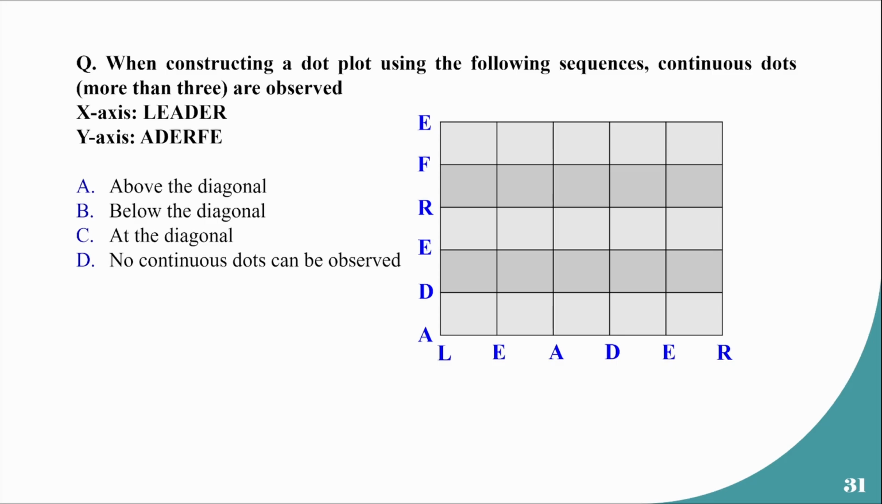So let's say in this sort of grid, you are putting these two sequences, right? On the x-axis, you have LEADER, and then on the y-axis, you have ADERFF. Okay. So more than three continuous dots are being observed at which area of the matrix, you can say: below the diagonal or above the diagonal, or are there no continuous dots at all?